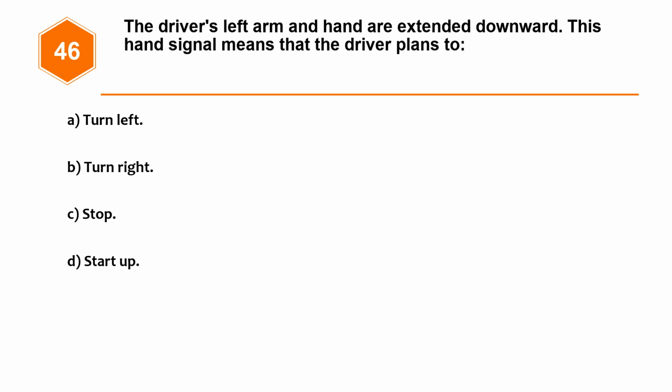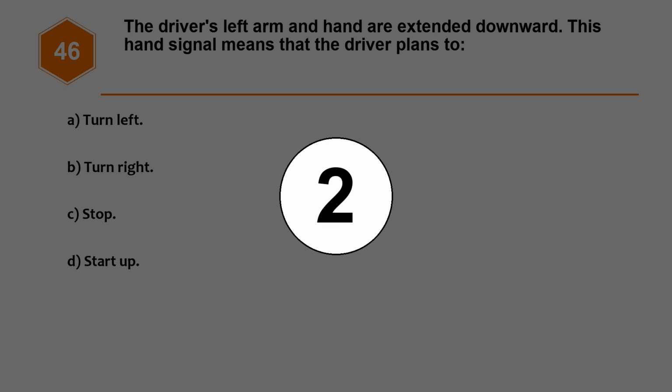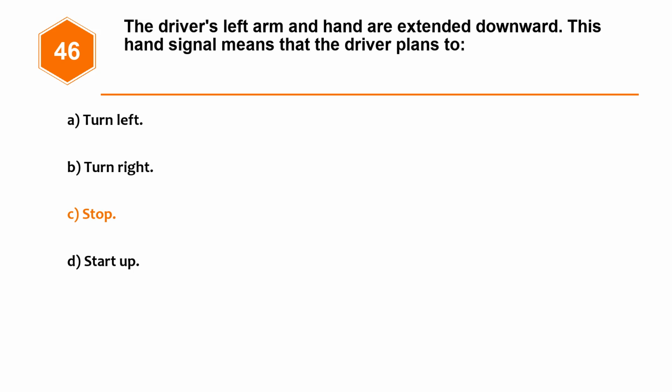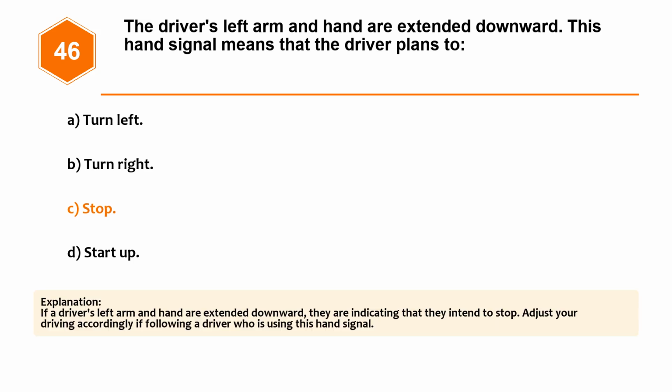Question 46. The driver's left arm and hand are extended downward. This hand signal means that the driver plans to Option A. Turn left. Option B. Turn right. Option C. Stop. Option D. Start up. The correct answer is option C. Stop. Explanation. If a driver's left arm and hand are extended downward, they are indicating that they intend to stop. Adjust your driving accordingly if following a driver who is using this hand signal.